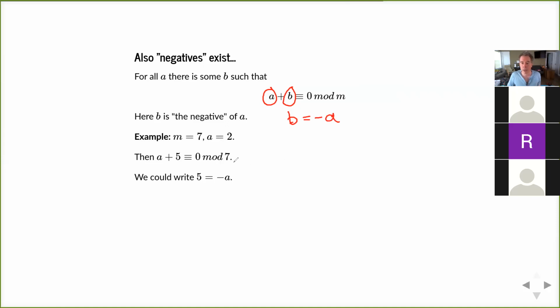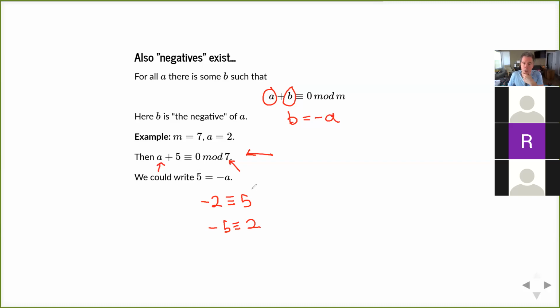Let's look at this. Let's just make up an example. Let m equal 7, so 7 is the modulus, and a equals 2. Then 2 plus 5 is equal to 0. So it's kind of like negative 2 is 5. You could also say that negative 5 is 2. This is what negative numbers will mean in modular addition.